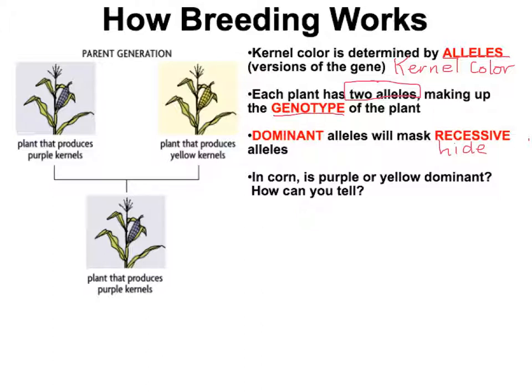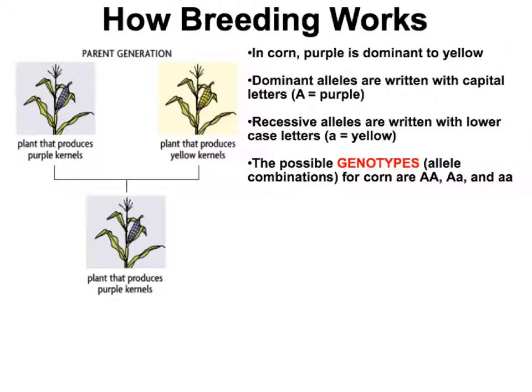So let's apply this to the corn. In corn, is the purple allele or the yellow allele the dominant one? And how can you tell? In corn, the purple allele is dominant to yellow. And how we can tell is that when we bred together the purple corn and the yellow corn, what it made was purple corn. So the purple allele hides the yellow allele.